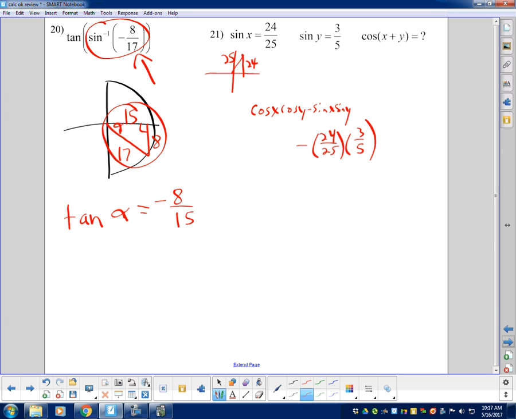Also a Pythagorean triple here. If you don't see it, you can use the Pythagorean theorem, but this down here is 7. So it tells me cosine of x is equal to 7 over 25. So I can fill in cosine of x using my picture.